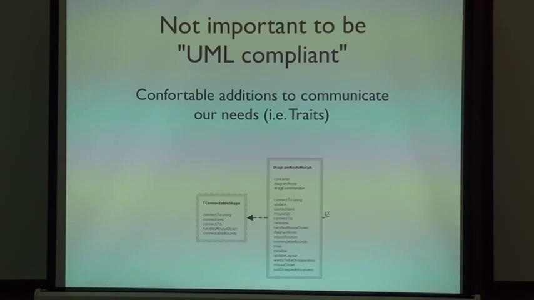On the other hand, we can have comfortable additions to what we really need. For example, I didn't find anything that would tell me how to draw traits respecting the UML rules. So I just chose a way to document traits, because it would be great that if we have traits, we communicate that design decision. So it's flexible. We don't have to use UML like the book says.